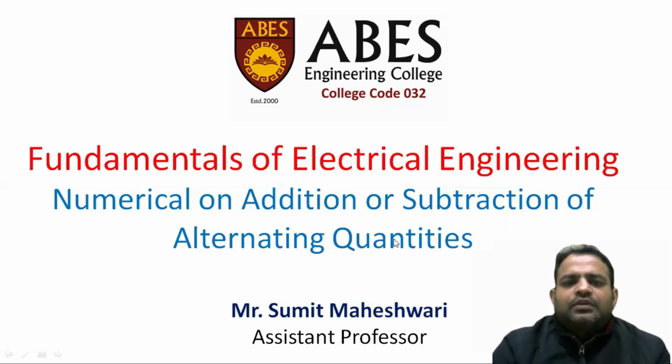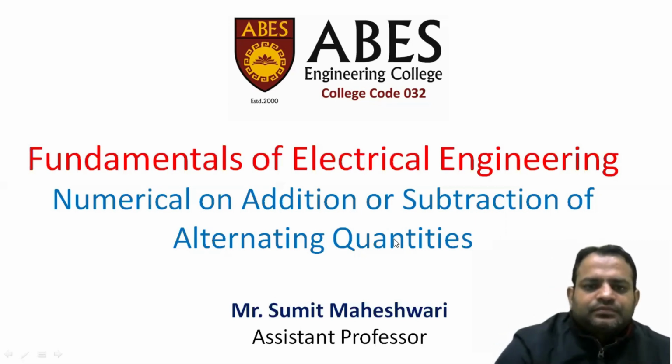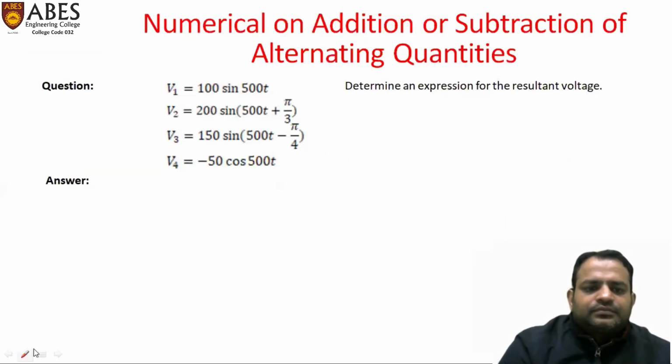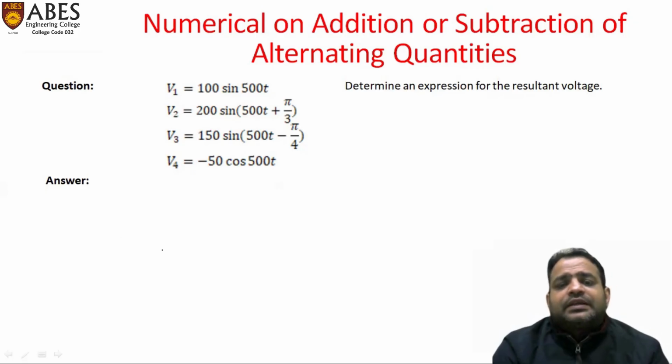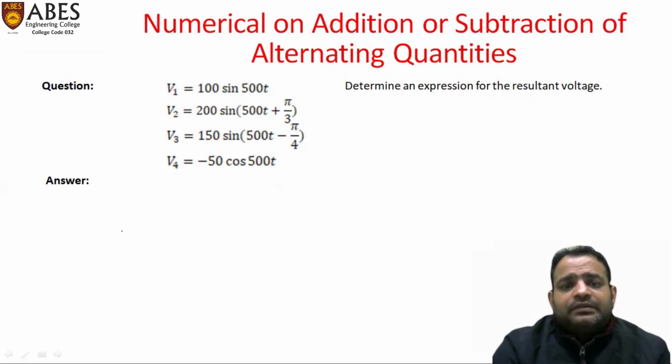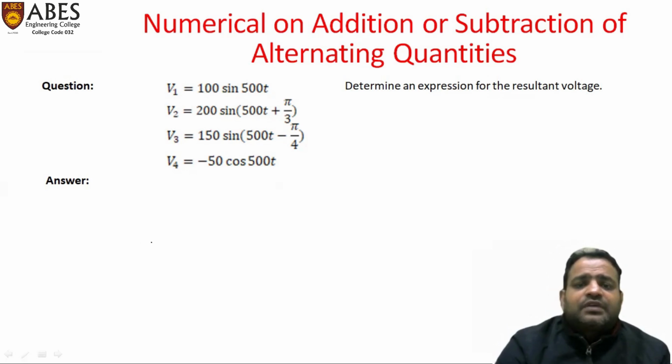Today I'm delivering a lecture on how to solve a numerical of AC quantities when we are adding or subtracting voltage or current. So we have the numerical here. If we have V1 100 sine 500t, V2 200 sine (500t plus pi by 3), V3 is 150 sine (500t minus pi by 4), and V4 minus 50 cos 500t.